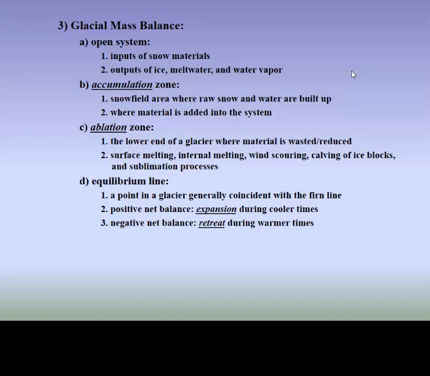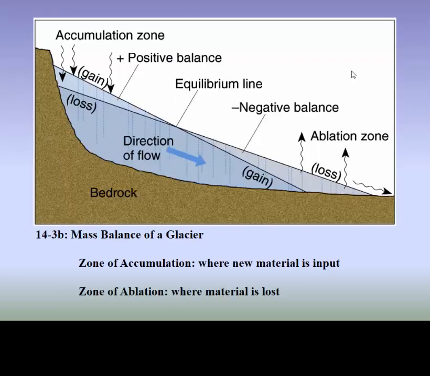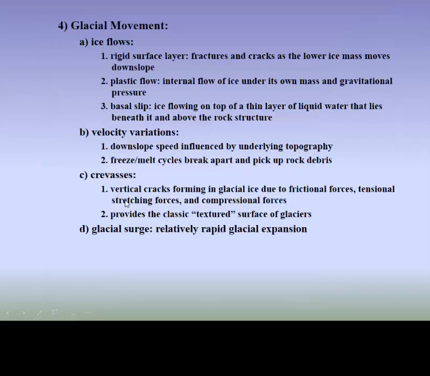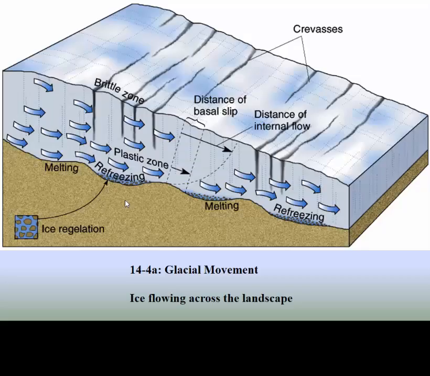Accumulation zone, equilibrium line, and then you can see that constant battle between gravity and the forces that try to keep it in place. And this is where it accumulates, force, gravity, and then the terminus and the calving. And it basically flows, and they flow extremely slowly. I'll show some pictures from a trip that I took to Alaska recently.